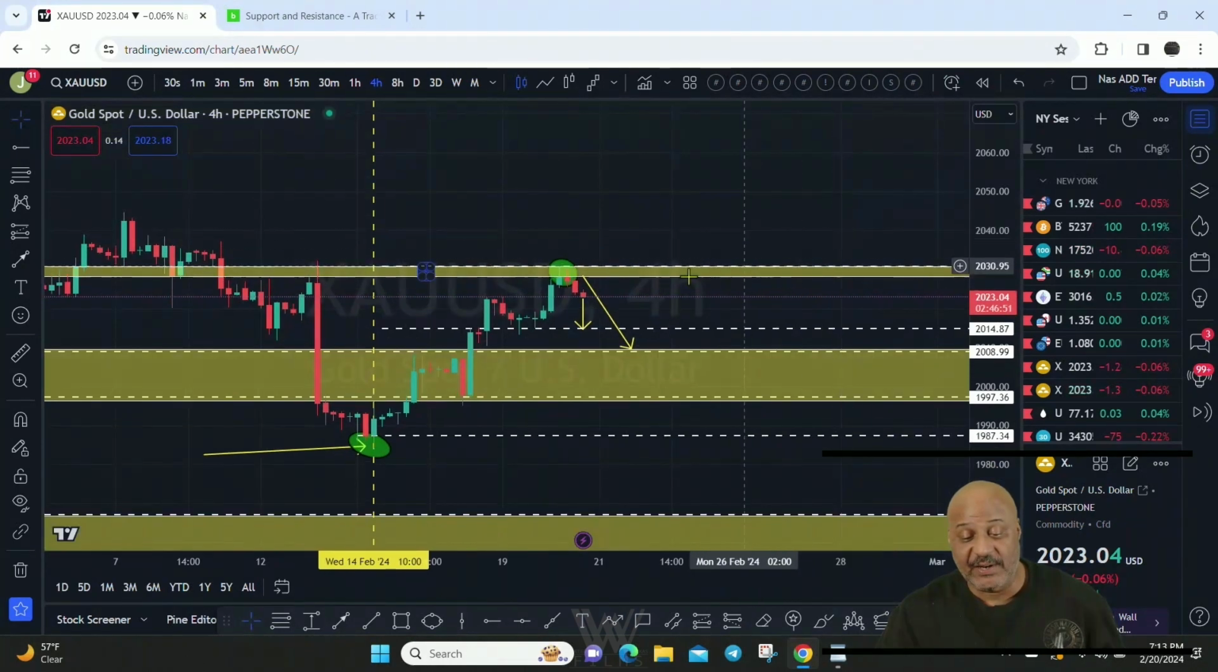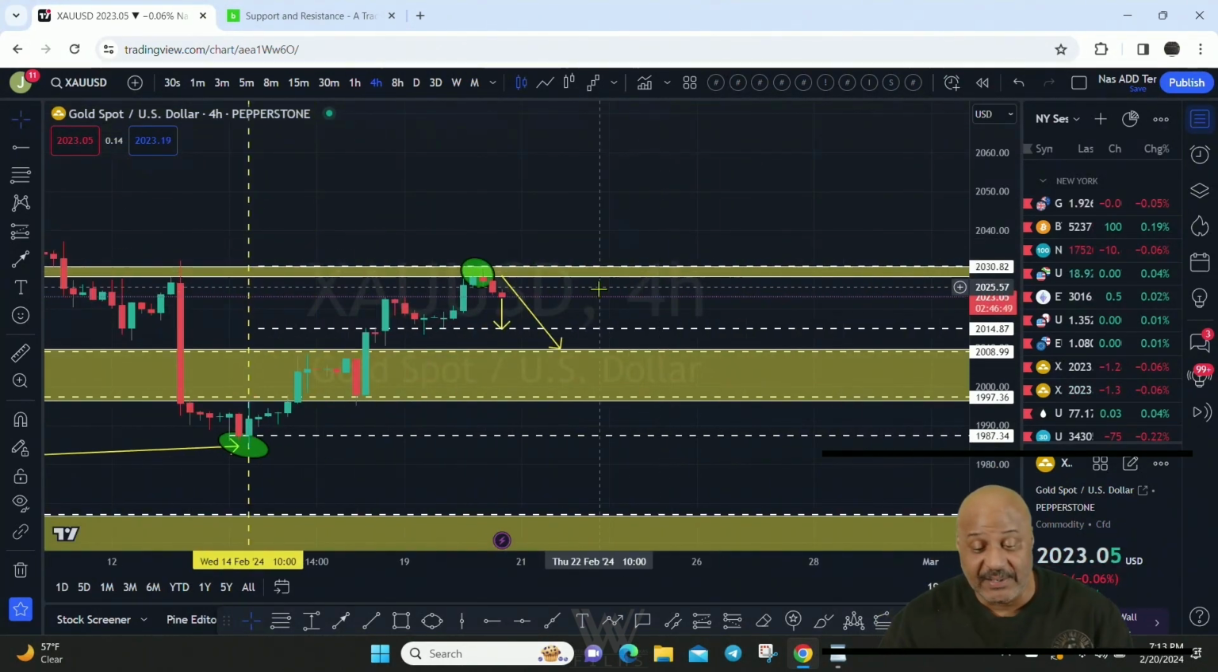So I got this here. Now, what could happen is it could come down here and say, I don't like this area right here. I can draw another zone, right? And it can come down here and reject. It can come here, boom, and reject and go the other way.